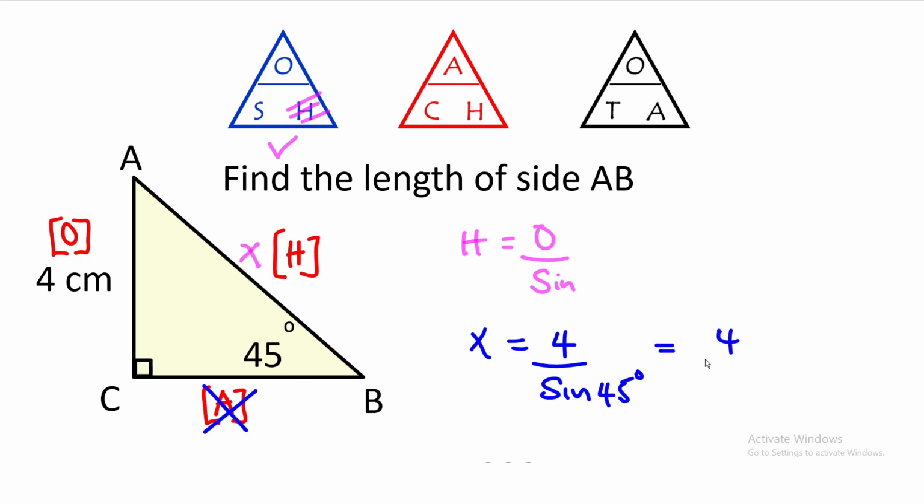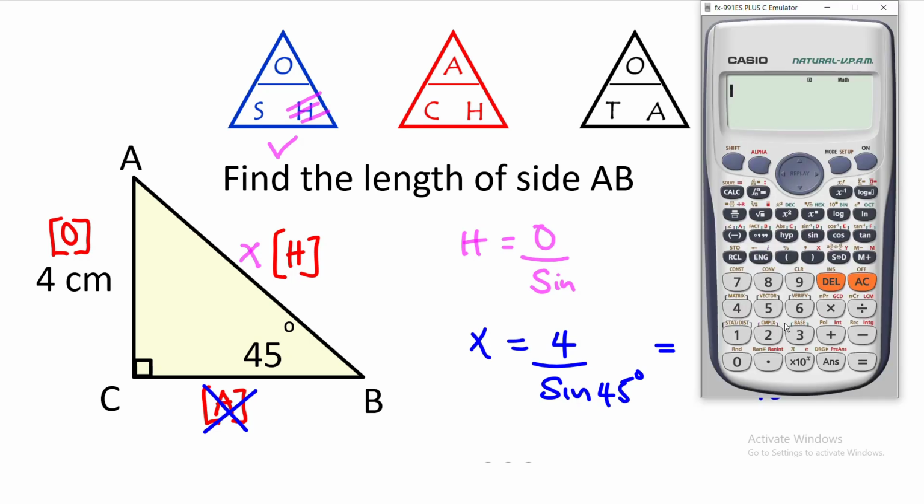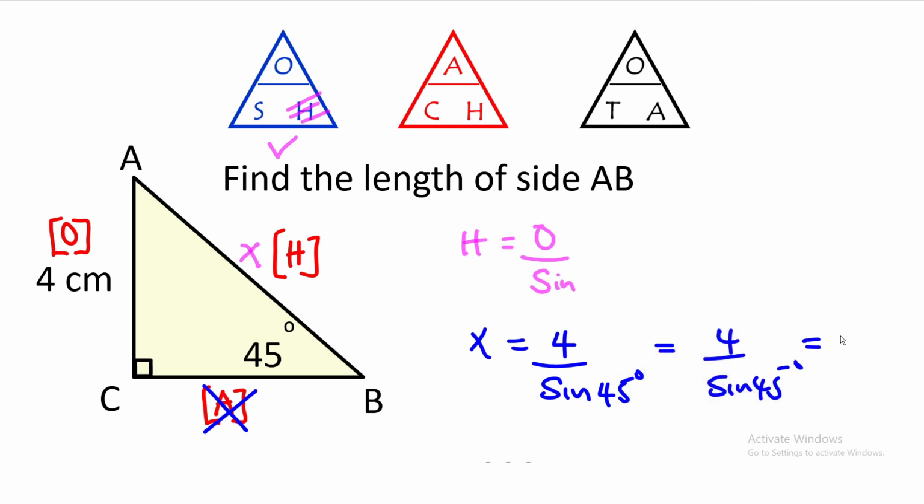And then if you use your calculator and work out 4 divided by sine 45 degrees, you get 5.65, but to one decimal place is 5.7 centimeters. So the side AB is 5.7 centimeters.